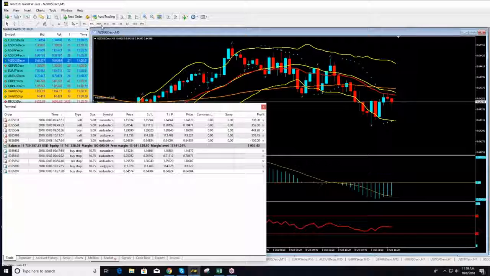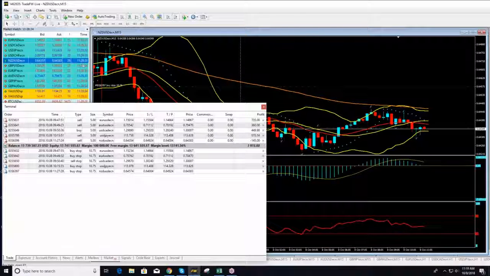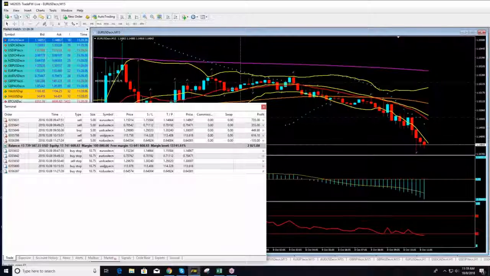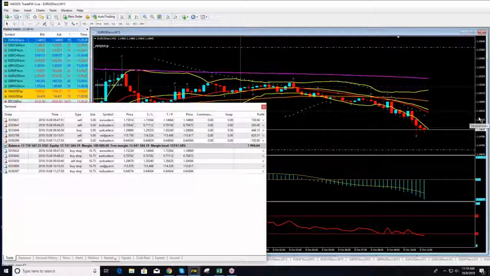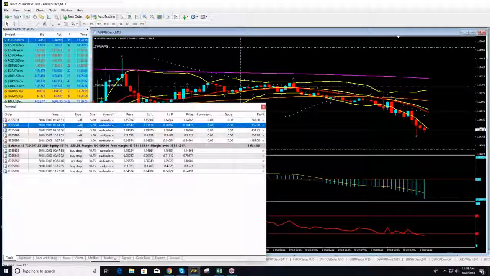Let's go around and check the other pairs, how they are performing. Let's go and see Euro Dollar. It has lost the 115 support level. I think we are going further down, guys, on Euro Dollar. A very nice bearish setup, a very strong bearish momentum on my intraday indicators: RSI, MACD, parabolics, moving averages, Bollinger Bands. The price is walking on the bands. So a very nice bearish setup on Euro Dollar.